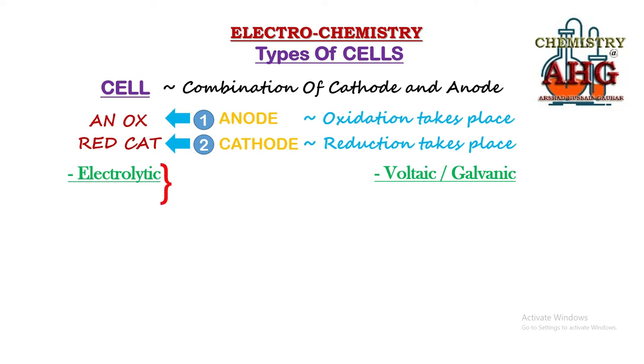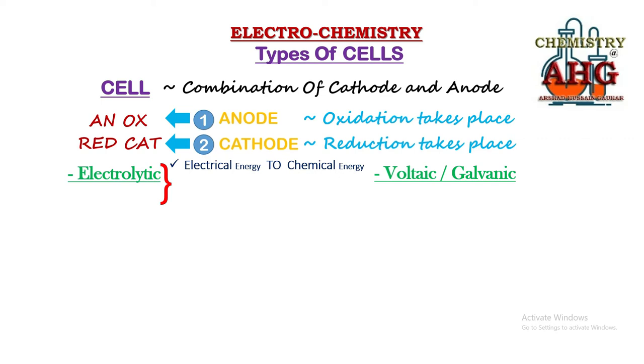First of all, remember the first difference. What is an electrolytic cell? It is a cell in which electrical energy is converted into chemical energy. Whenever electrical energy is converted into chemical energy, that type of cell is known as an electrolytic cell. And what happens in a voltaic cell or galvanic cell? The chemical energy is converted into electrical energy or into voltage. Whenever chemical energy is converted into voltage, that is known as a voltaic or galvanic cell. This is one basic difference that you can remember between electrolytic and voltaic cell.